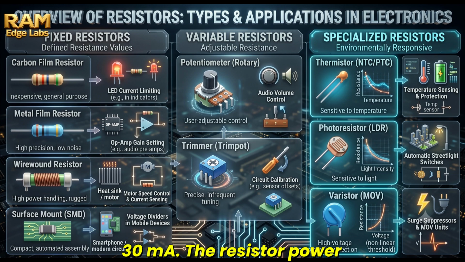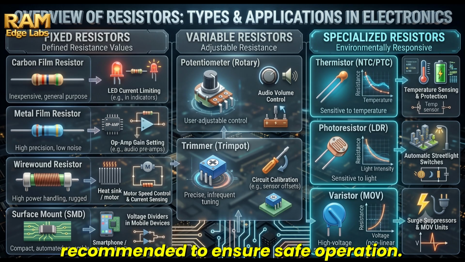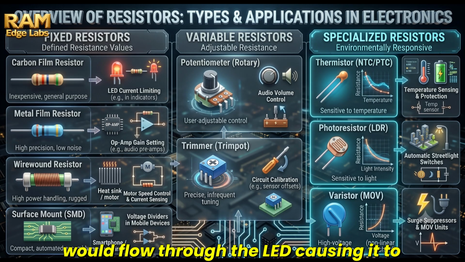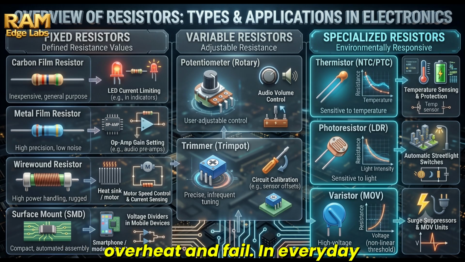The resistor power rating is calculated using P is equal to I squared R is equal to 0.03 squared times 330, which is about 0.3 watt, so a 0.5 watt resistor is recommended to ensure safe operation. Without this resistor, excessive current would flow through the LED, causing it to overheat and fail.